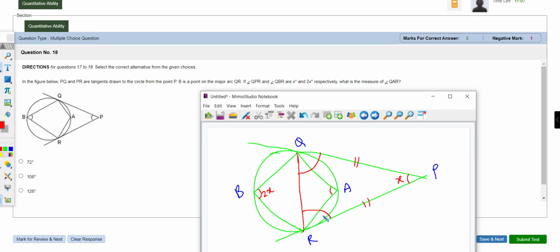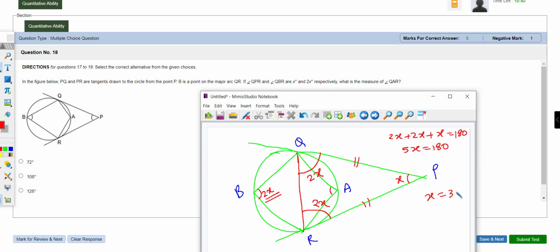And by using the alternate segment theorem, can I say this: if this angle is 2x, this angle has to be 2x, and this angle has to be 2x, because these two angles are equal. So over here in this triangle, we can say that 2x plus x is equal to how much? 180 degrees, because the sum of the angles of a triangle is 180 degrees. 5x is equal to 180, so x is equal to 30.